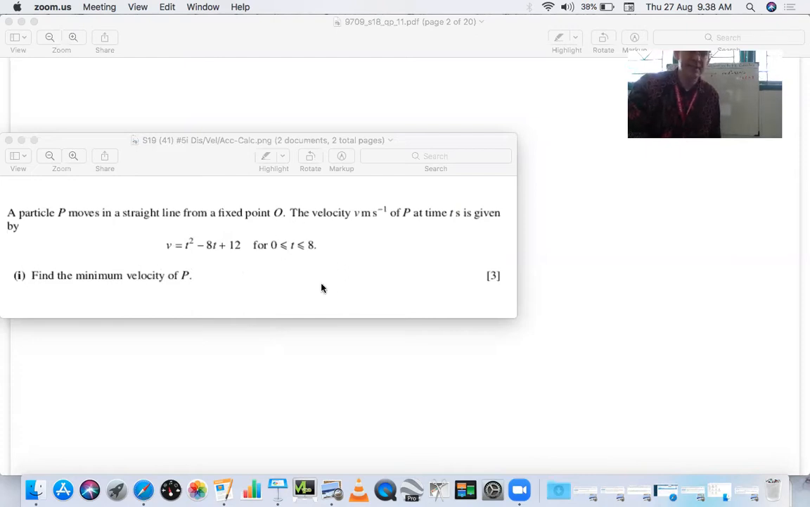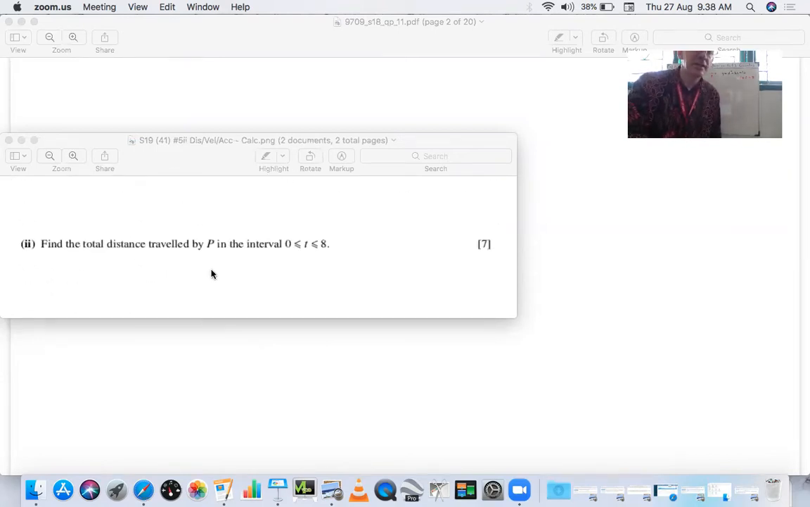Here's the domain statement, meaning we're only looking at the section from time 0 to 8 seconds, including the 0 and 8. So first question, find the minimum velocity of particle P. And then the second question is find the total distance traveled by P over this interval of 8 seconds.